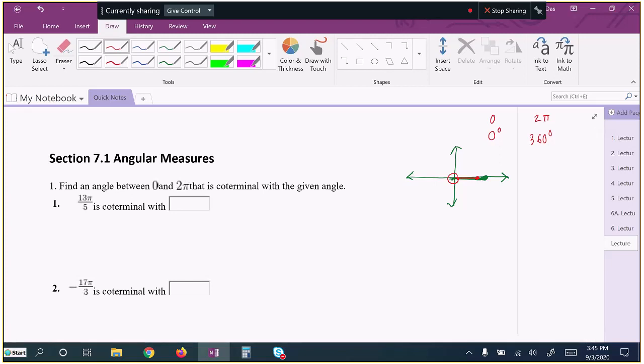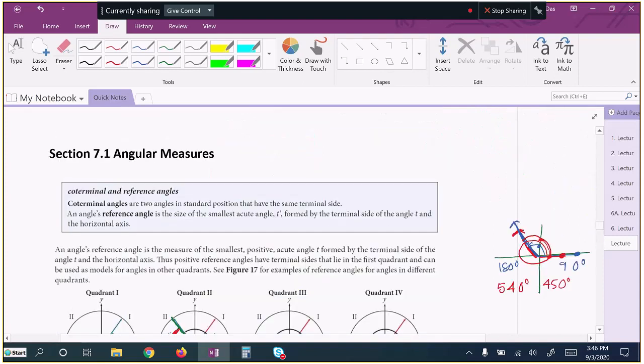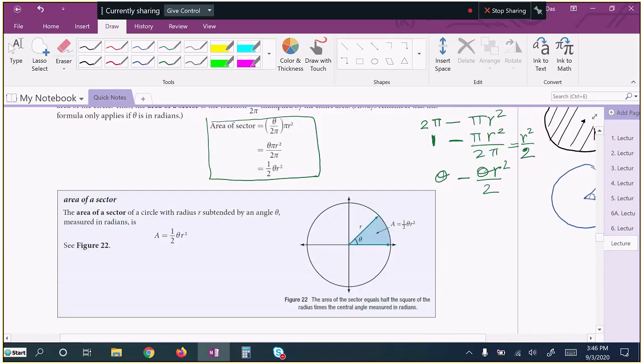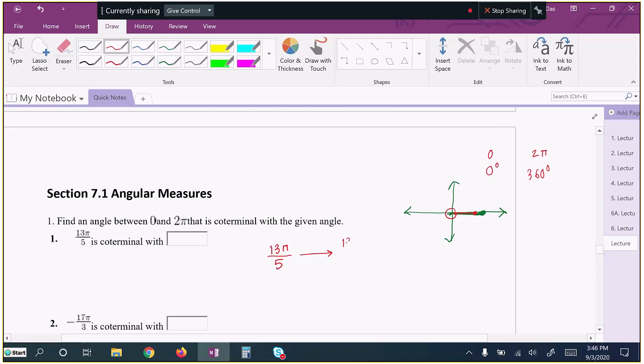So what I do first, because I'm changing it in the context of degrees, let's see what 13 pi over 5 will be in terms of degrees. Remember the process of conversion. In order to convert a radian measure to the degree measure, you're supposed to multiply the radian measure by a factor of 180 degrees over pi. So we'll do that. So we'll say 13 pi over 5 times 180 degrees over pi. Do the necessary simplification.